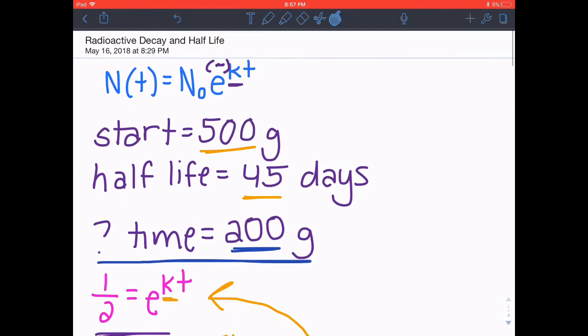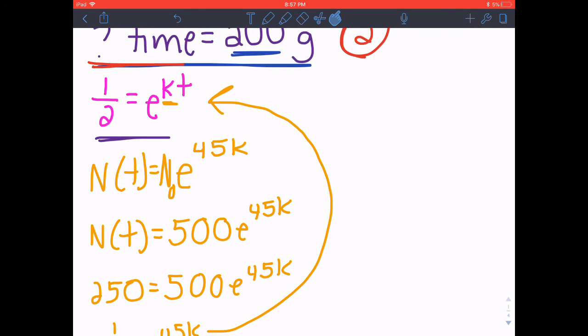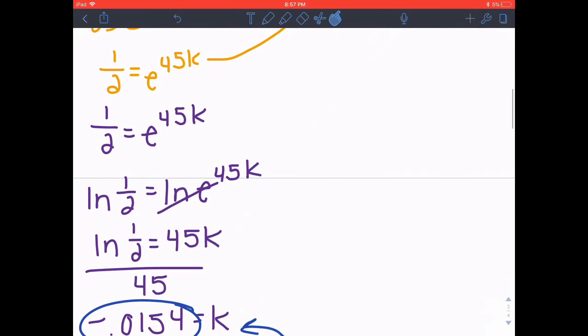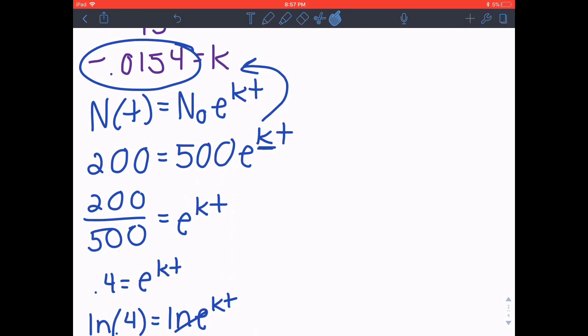This is one type, but if you're solving for other variables, you would just do different steps, but it's just the same thing. So the first step, number 1, know the equation. That's important. You most likely have to memorize that. Step number 2, figure out what you're solving for. In this case, we were solving for the time that it takes to get to 200 grams. Step 3, I would recommend knowing the shortcut of 1/2 equals E to the K times T. And step number 4, actually plug in numbers and solve for the variable that is unknown.